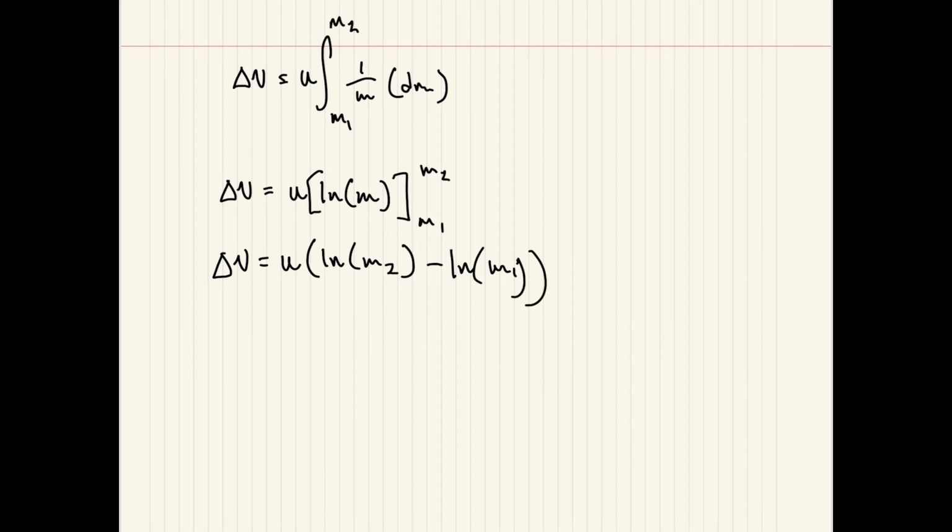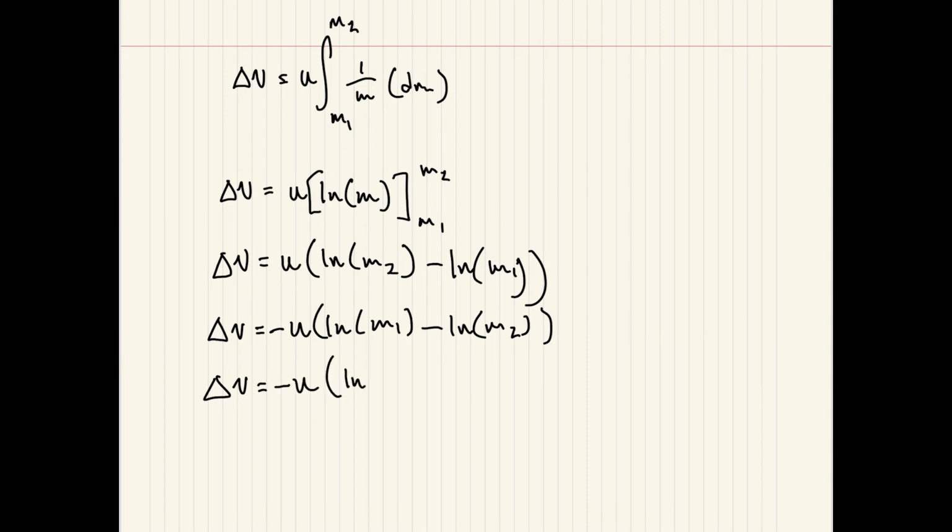From here, we can further simplify, and we can actually take a negative sign. We can factor out a negative from inside the bracket, put it outside the u, and then we'll get ln m1 minus ln m2. You'll see why we did that soon. From here you can simplify it more. Using the logarithm rules, delta v equals negative u times ln m1 over m2.